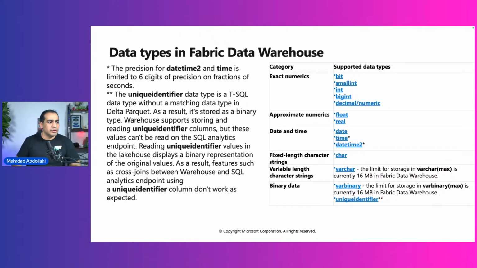However, for the exact numeric, we've got bit, smallint, bigint, and decimal, numeric. For the approximate numeric, we've got float and real. For the date and time, datetime and datetime2, and there are some considerations that you need to take care of as well. The precision for datetime2 and time is limited to 6 digits of precision on a fraction of seconds.